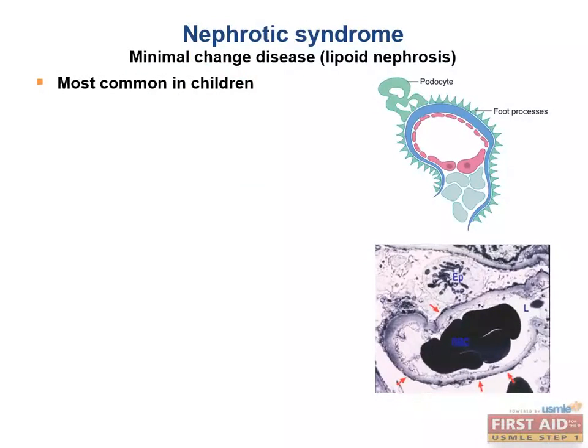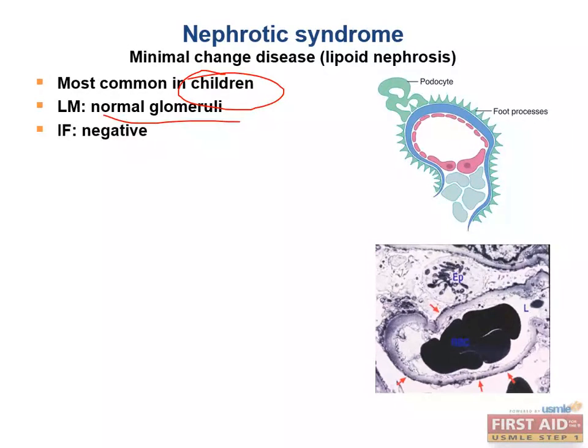Now that we've talked about the common causes of nephrotic syndrome in adults, let's talk about minimal change disease, which is the most common cause of nephrotic syndrome in kids. So, will you see anything abnormal on light microscopy? No, the glomeruli are going to look normal, and that's why it's called minimal change disease. On immunofluorescence, it's also going to be normal. You're not going to see anything. But where there is an abnormality is on electron microscopy. And here we'll see foot process effacement.